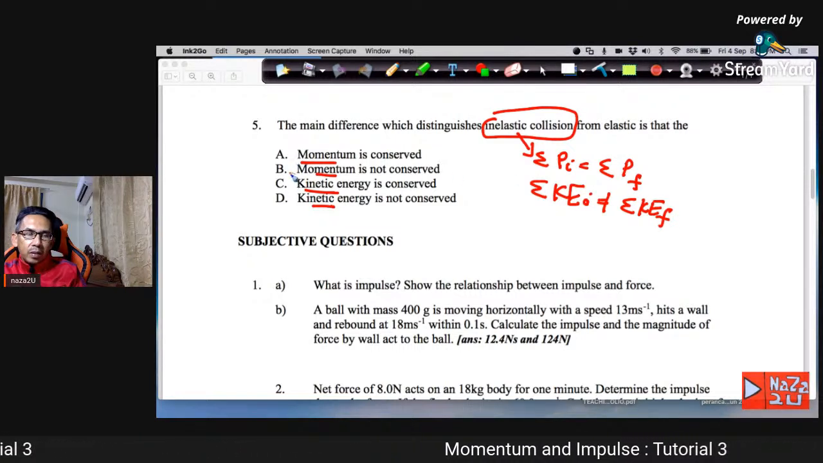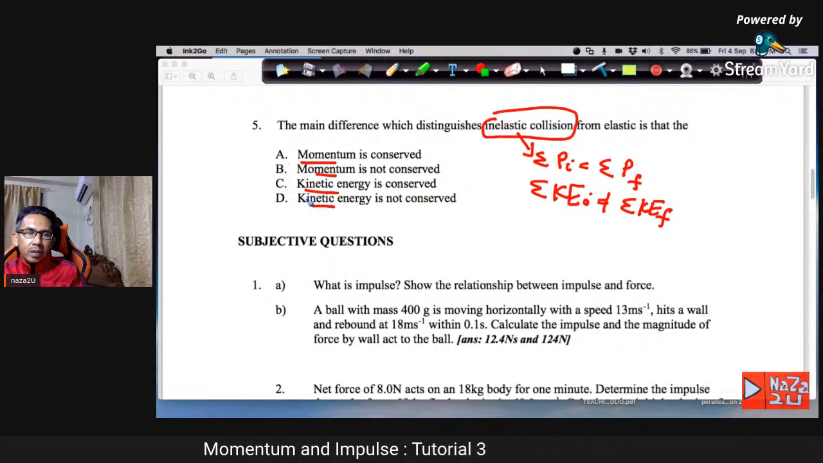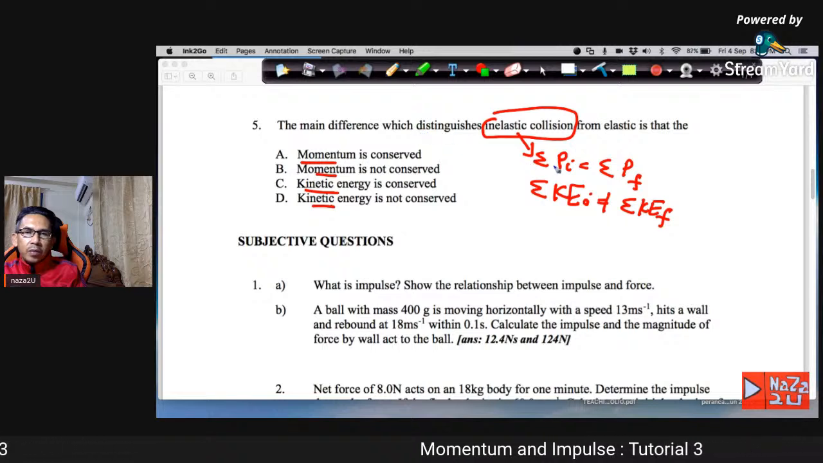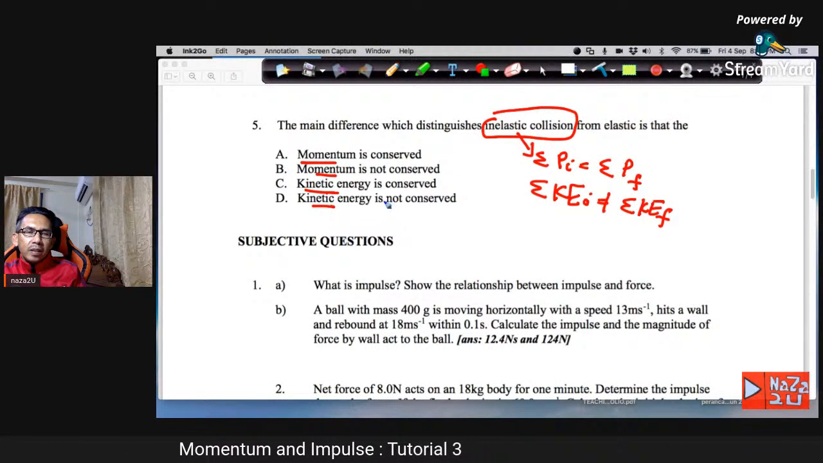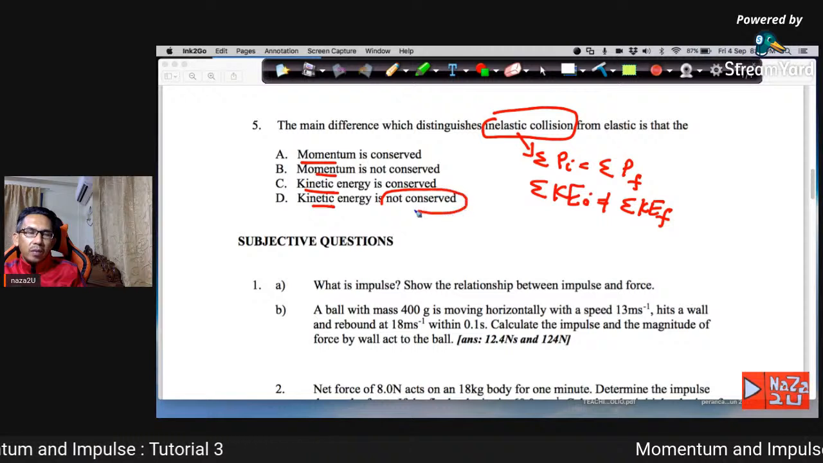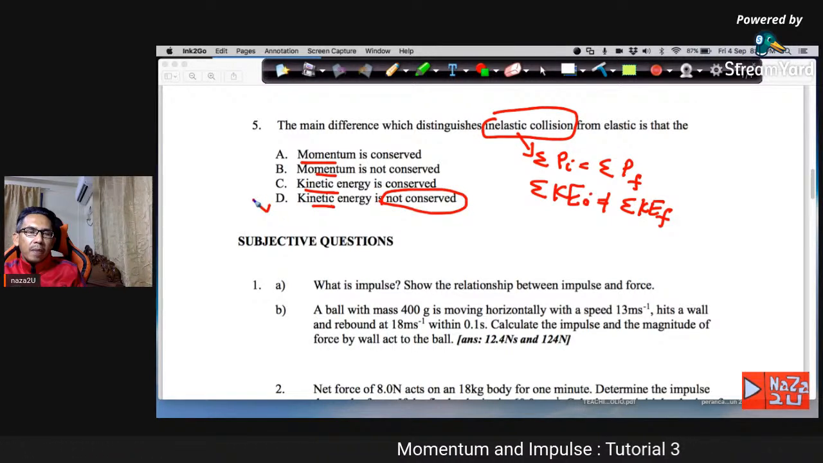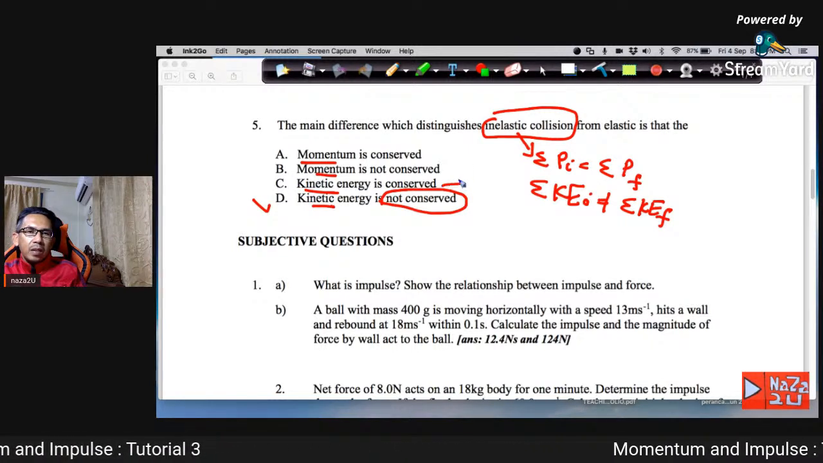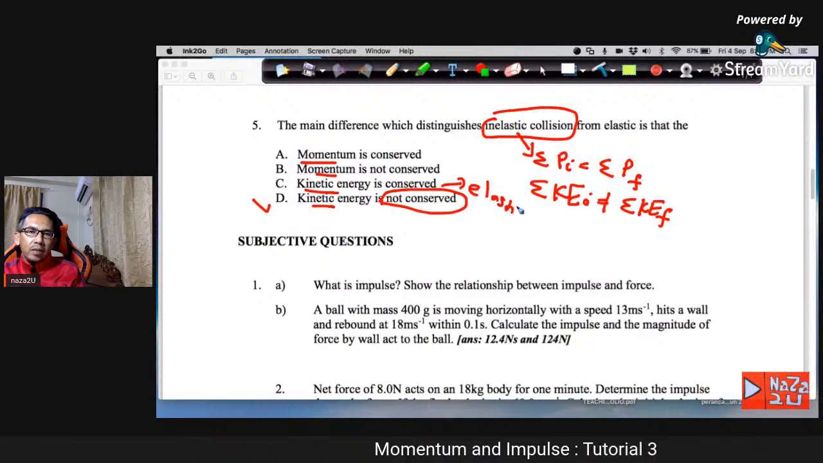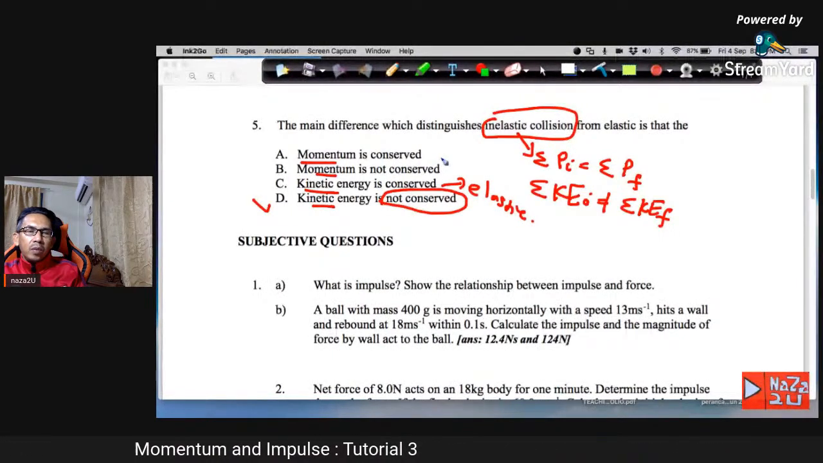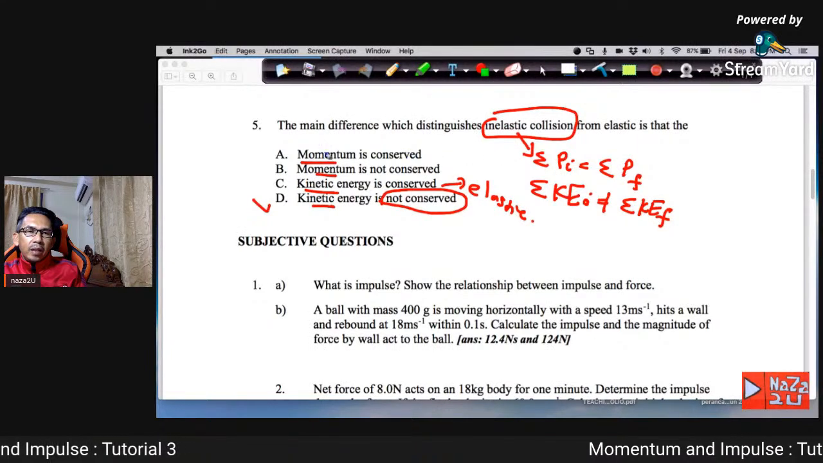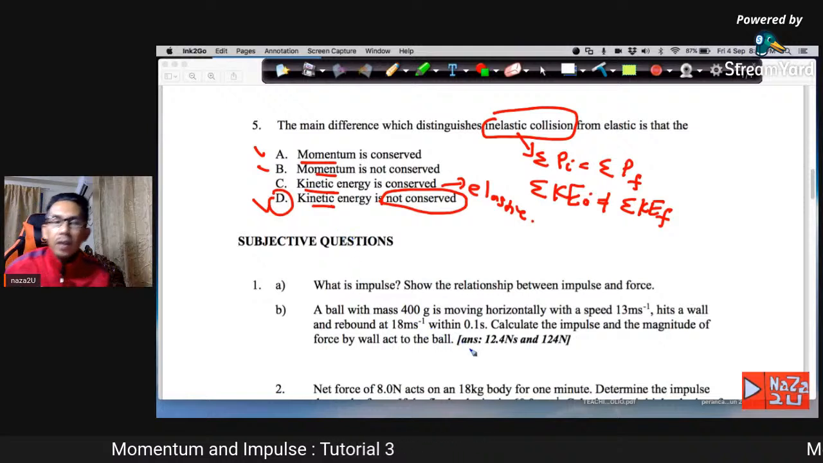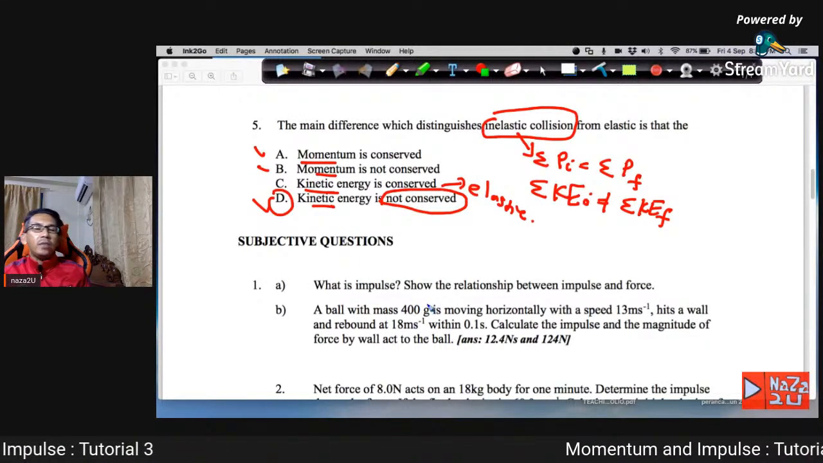So if you look at the answers A, B, C, D for inelastic, the difference between elastic and inelastic is that the kinetic energy for inelastic is not conserved. So the answer is D. If you look at answer number C, kinetic energy conserved, this refers to the elastic collision. And for both elastic and inelastic, momentum is conserved. So that's why the answer is D. Okay, class, finish for objective question.